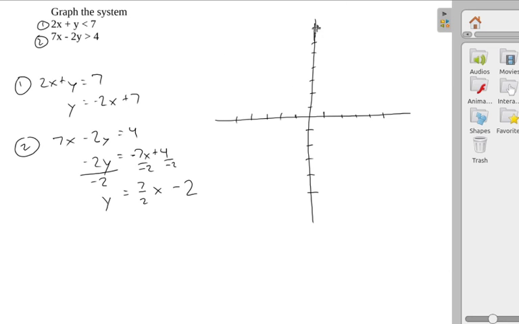So we have a y-intercept of 7 and a slope of negative 2, so that's going down 2 and to the right 1, down 2 and to the right 1, and so on. Looks like this should be a dashed line.